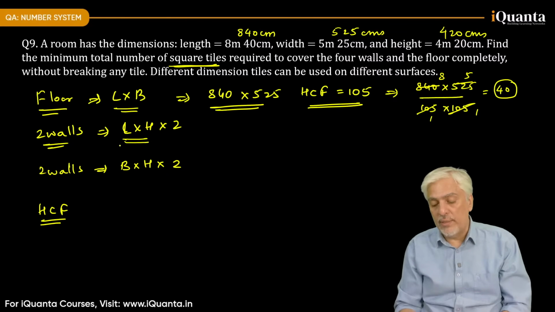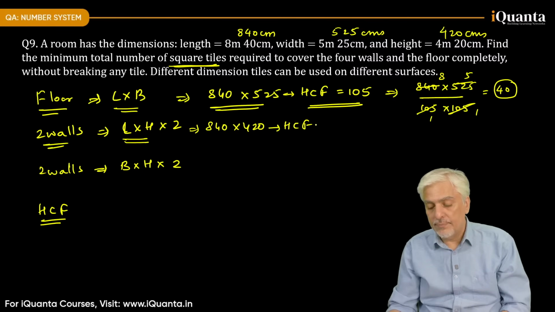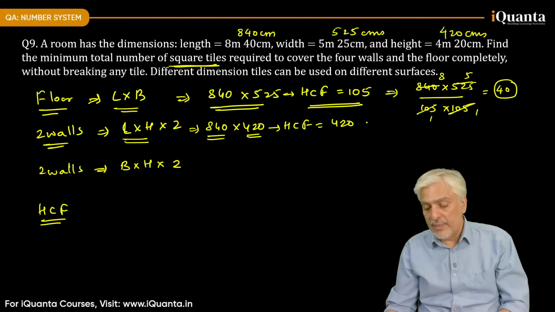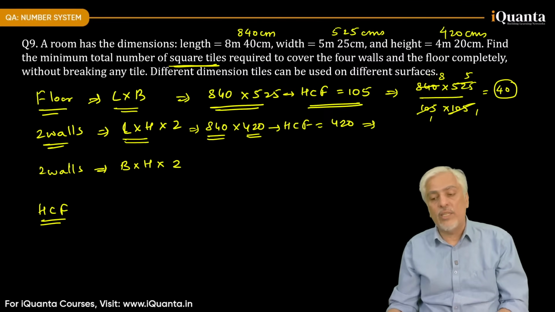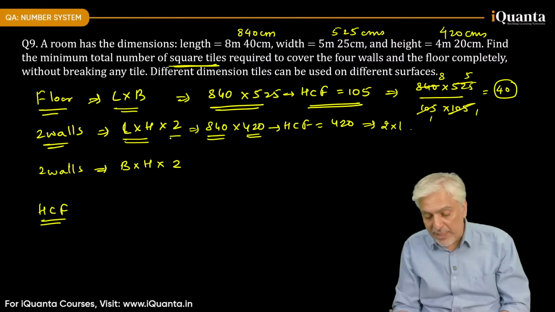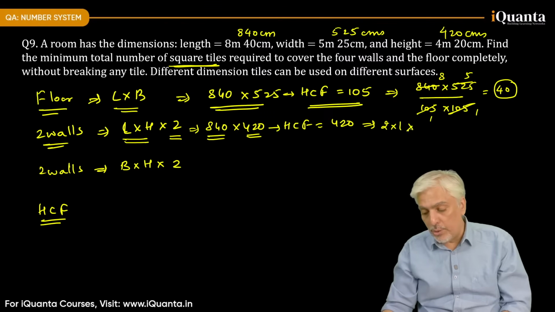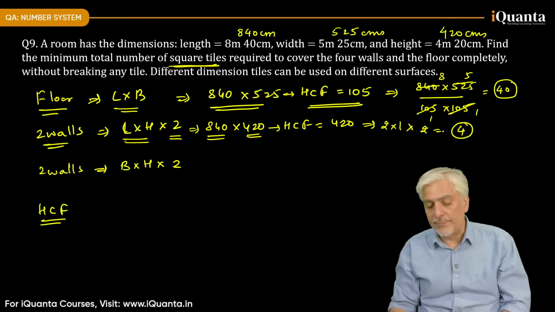Now let's see this wall, length and height, 840 and 420. HCF will be 420. HCF of 840 and 420 is 420. Number of tiles अभी मैं ये orally कर रहा हूँ, दिखा नहीं रहा हूँ, खाली यहाँ पे जगह नहीं है इसलिए. 840 divided by 420, 420 divided by 420, which means you will need only two ones are two tiles. But there is also multiplication by 2 because दो walls है, सामने का wall पीछे का wall. तो multiply by 2 and therefore 4 tiles.